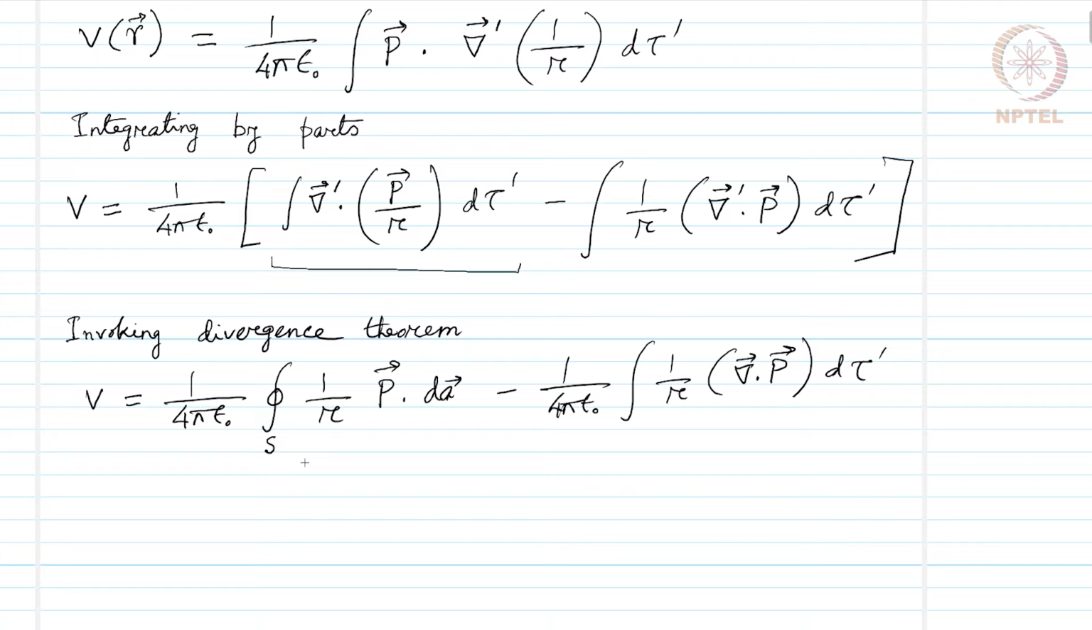That means this first term is analogous with 1 over 4 pi epsilon naught, integration over a surface, 1 over curly r, sigma dA. And this second term is analogous with 1 over 4 pi epsilon naught, integration of 1 over curly r, rho d tau prime.